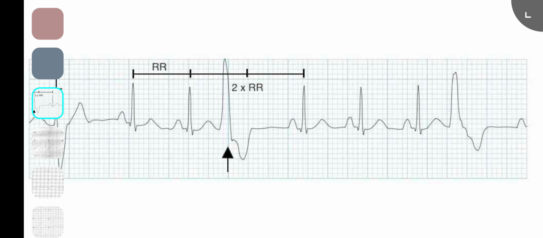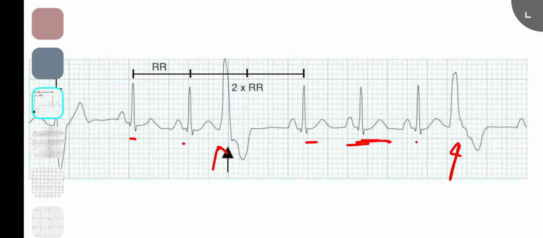So first of all, what is the feature of a PVC? When do we call it a PVC? If you look at this strip of ECG, you can see that these are the normal ventricular contractions. They have a specific shape, specific pattern. While these two, one over here, are different from the normal ones. If you look at that, these are the PVCs.